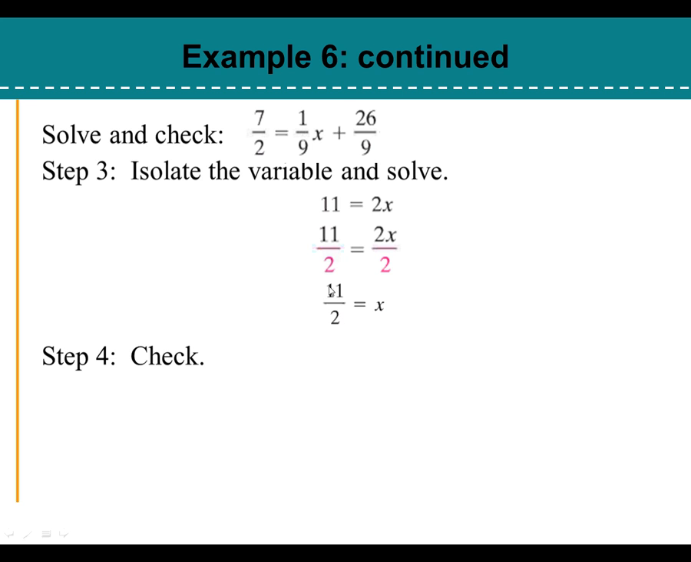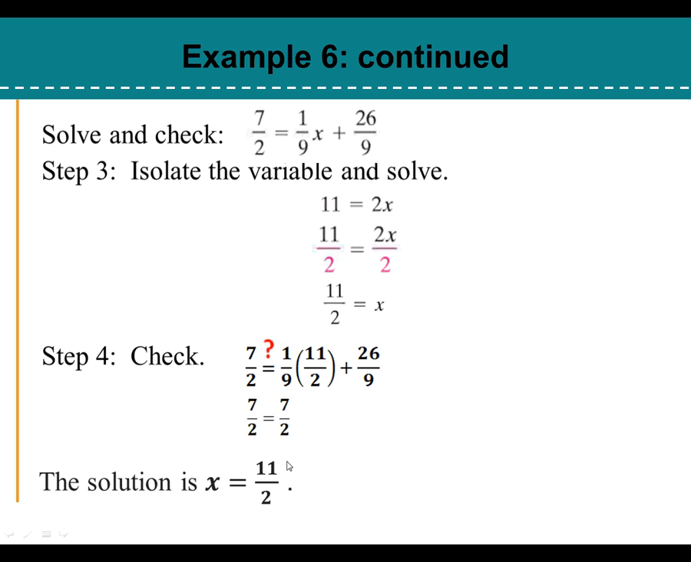Again, to check it, I'm going to put 11 halves in where I see x. So that's going to look like this: 7 halves equals 1/9. Again, parentheses whenever you plug something into the equation just help you see how it relates to the original one. You don't have to put that in, but I put this in my calculator and find out that it equals 7 halves. So I know that my answer was correct, and that answer is x equals 11 halves.